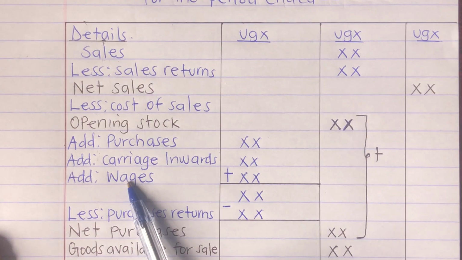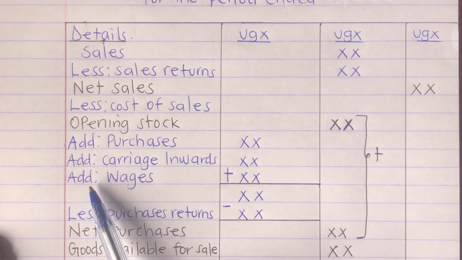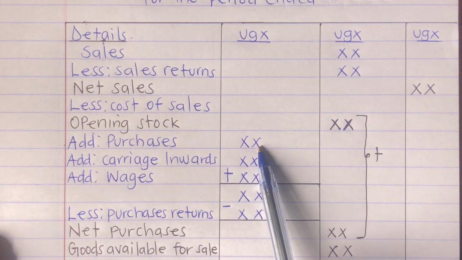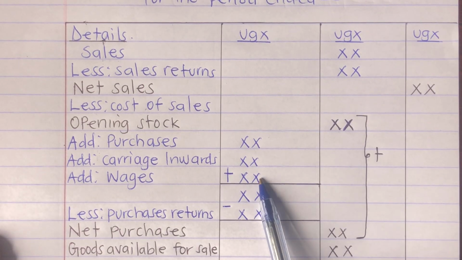Any reward or payment to unskilled labor is called a wage. That's why we add wages here. So purchases plus carriage inwards plus wages, we get the total purchases here.